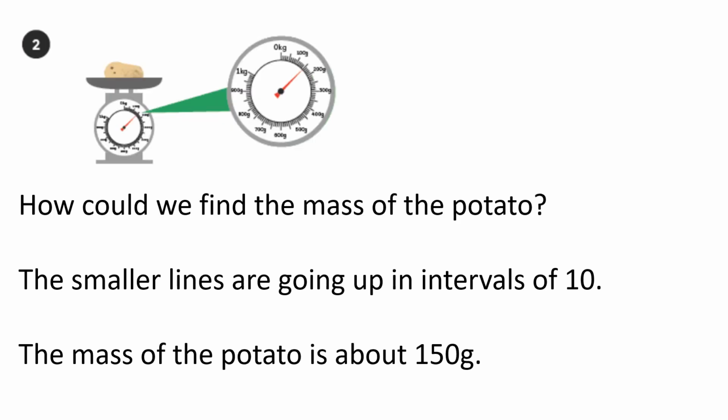Here is another example. This time I want to know how we can find the mass of the potato. Again, the pointer isn't pointing at one of those numbers on the scale, it's pointing at the smaller lines again. So if we know that the smaller lines are going up in intervals of 10, we can count in tens again from 100 and we land on 150, where the red pointer is pointing. So we can say that the mass of the potato is about 150 grams.